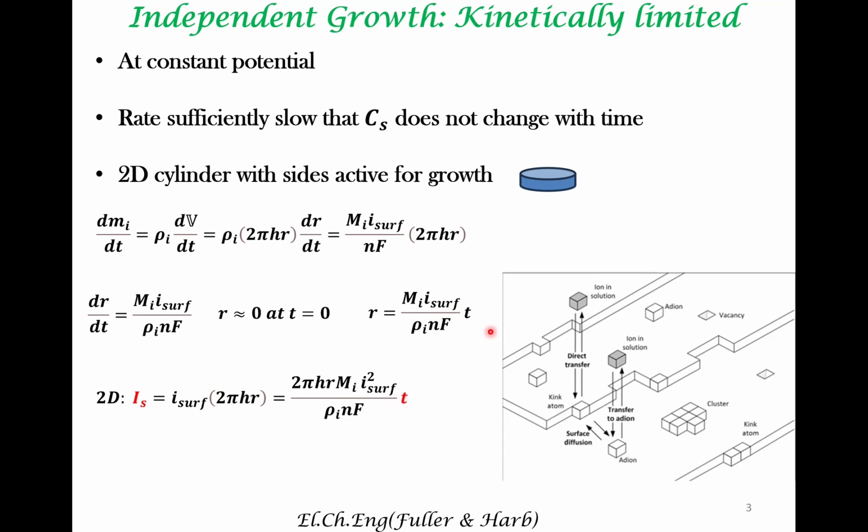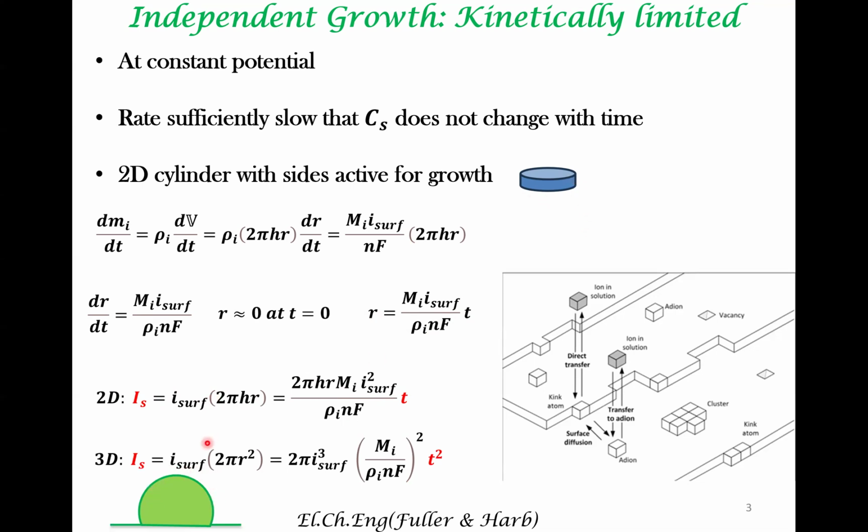In contrast to this 2D growth, we can assume a 3D growth. So instead of a cylinder, you can have something like a hemispherical object that is growing. The boundary conditions and differential equations are slightly more complex, but it is not too complex. But the sum and substance of this kind of model is that IS is proportional to t squared. In a 2D growth, it is proportional to t. Here IS is proportional to t squared.